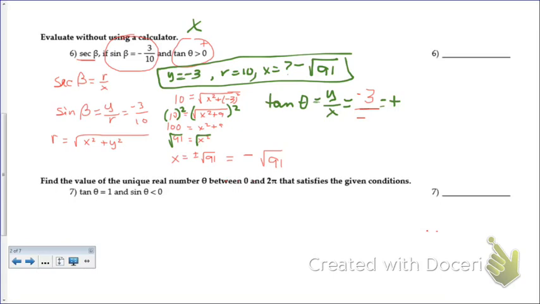We're not done. That's just what x and y and r are. We need to find secant, so we're going to fill that in. R was 10, and x was negative square root of 91. And that'll simplify to negative 10 square root of 91 over 91.